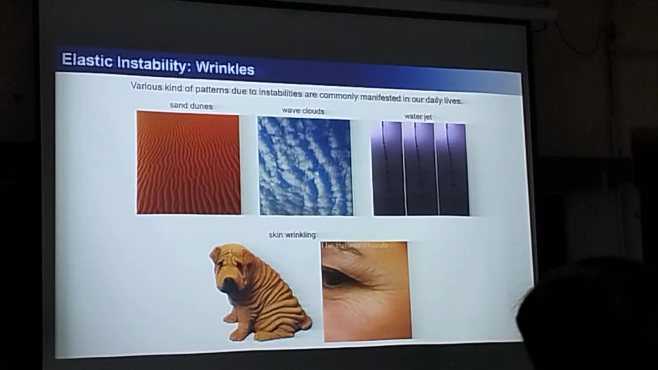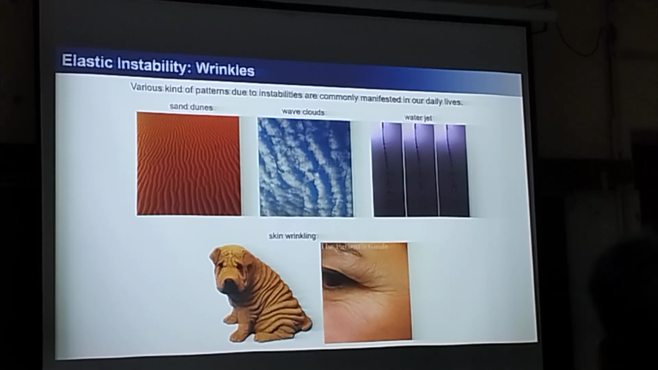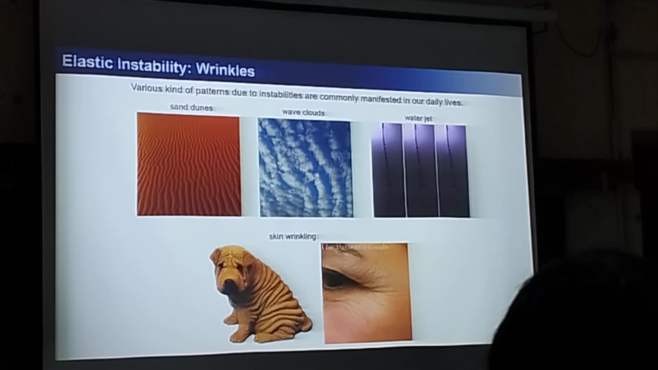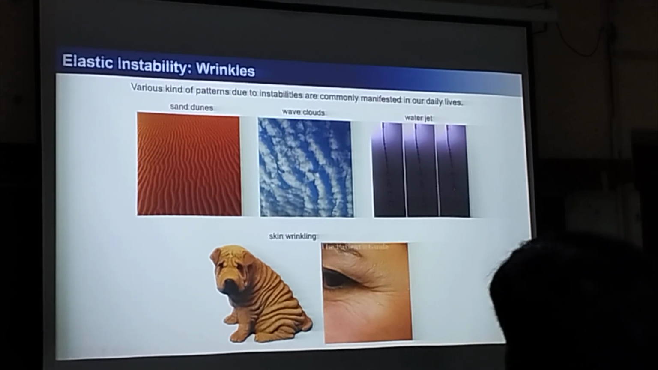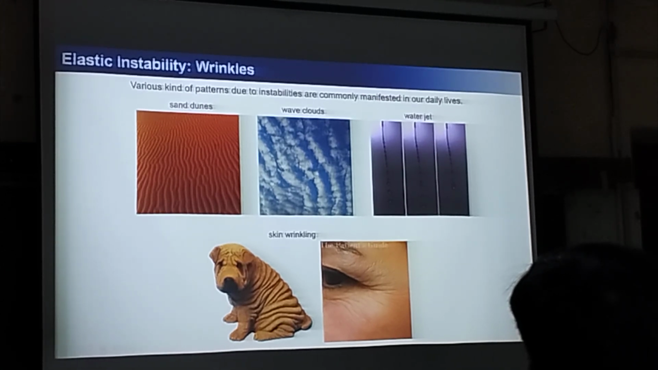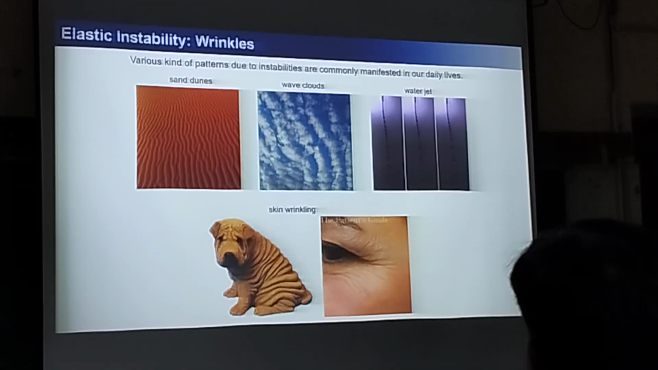Last part, wrinkles. So we see various kinds of pattern formation because of instability. We see these sand dunes, which form because of the gradient in the air velocity due to the hilly structure of the sand. We see these clouds. People also call clouds a fluid.